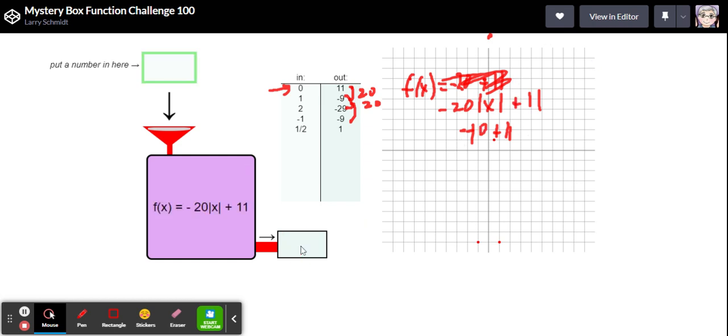I'm going to go ahead and reveal. Yeah, there it is. -20 times the absolute value of x plus 11. And let's graph that as well. And there it is. Very narrow upside down V with the vertex off our graph.